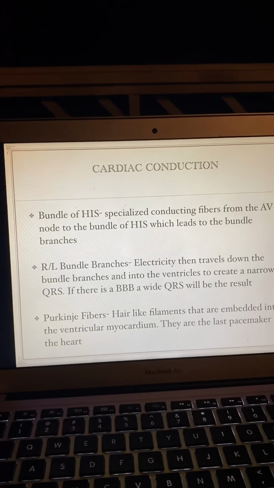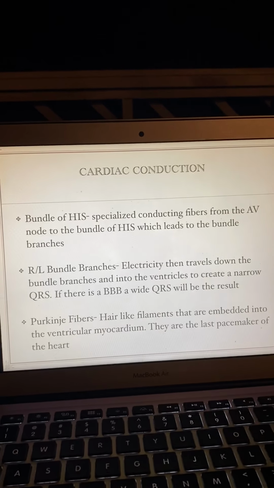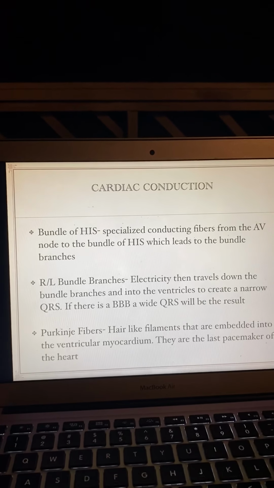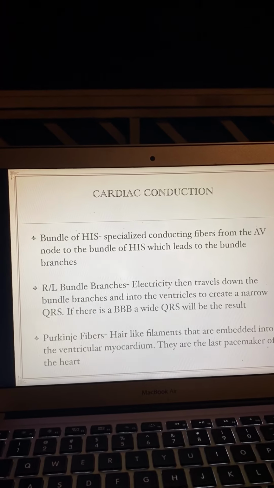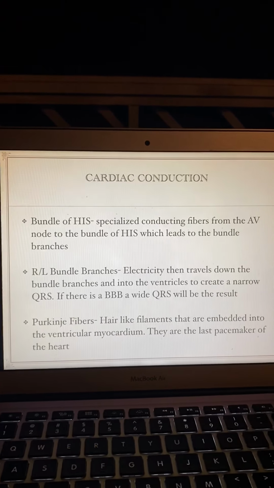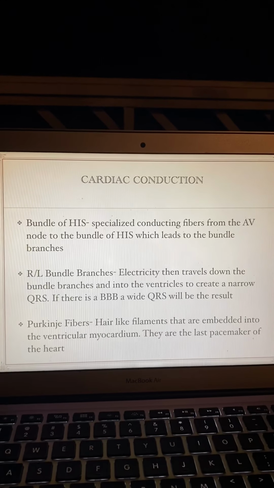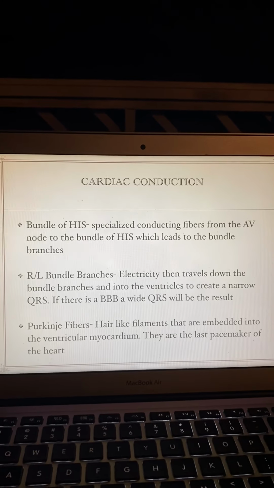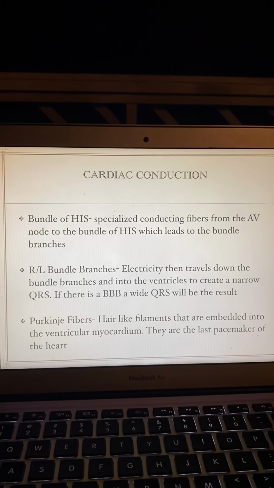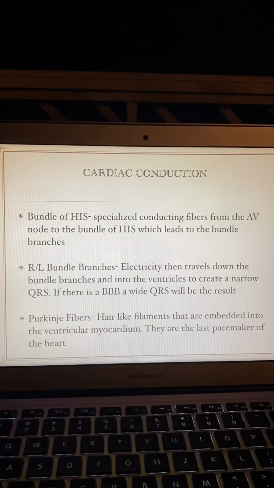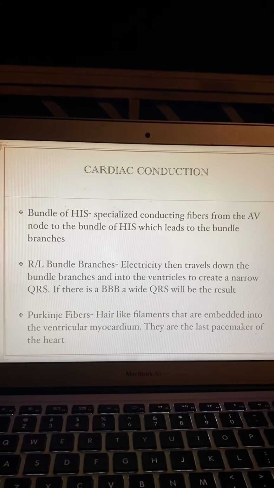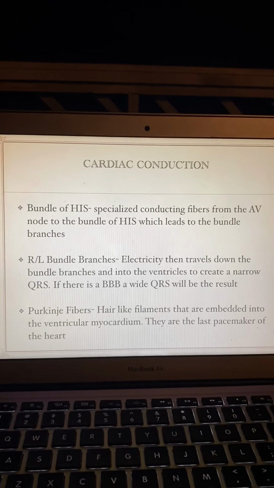From the AV node, we get to the bundle of His, which are specialized conducting fibers from the AV node. Obviously, they go through the His and then they work their way down to the bundle branches. The bundle branches separate into the right and the left bundle branches into the ventricles. So this is what creates a narrow QRS. So electricity travels down the bundle branches into the ventricles. It creates that QRS that we have, which is the ventricular depolarization.